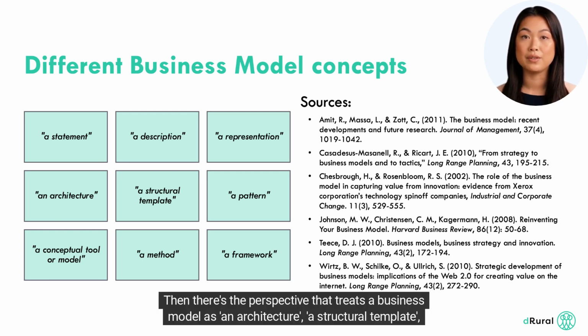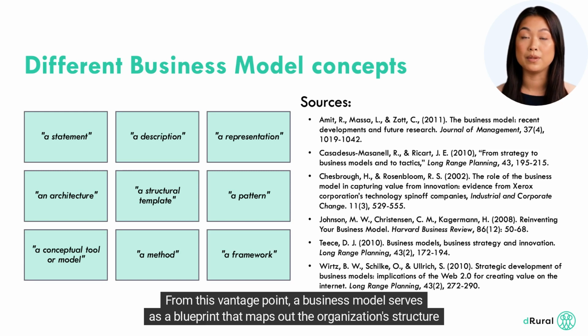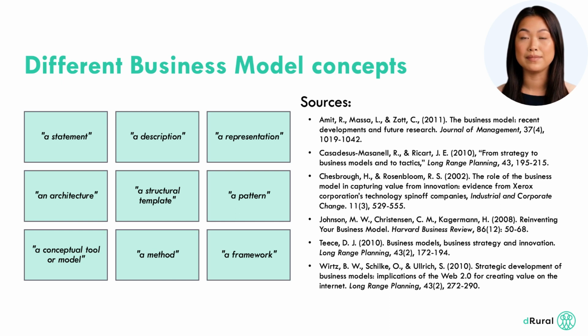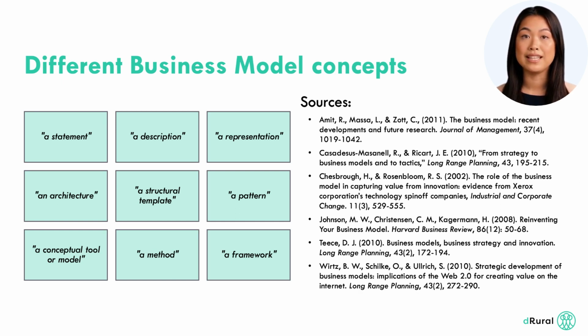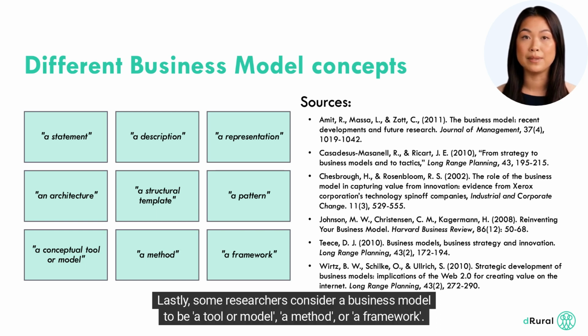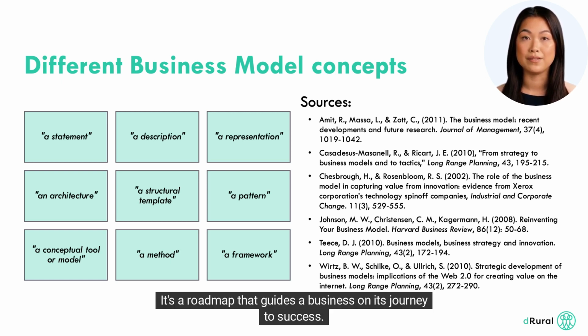Then there's the perspective that treats a business model as an architecture, a structural template, or a pattern. From this vantage point, a business model serves as a blueprint that maps out the organization's structure and operations. It's the design that illustrates how the different pieces of the puzzle of the business fit to create a unified whole. Lastly, some researchers consider a business model to be a tool or model, a method, or a framework. In this light, a business model is more like a practical guide that helps companies strategize and put their plans into action. It's a roadmap that guides a business on its journey to success.